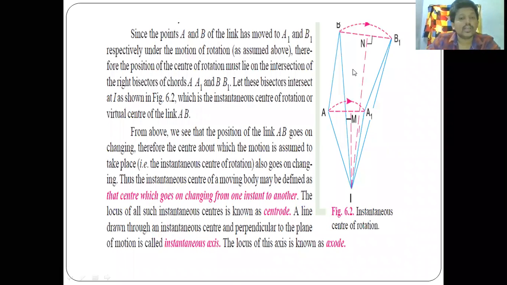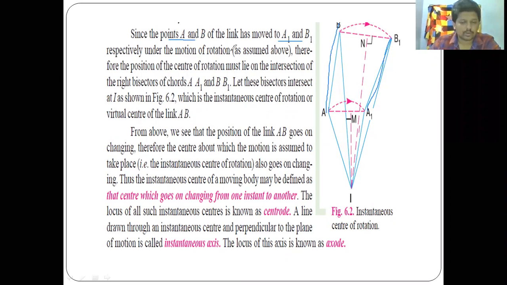Let's see. If you see here, we have points A and B. This is A and this is B, link AB, right? Which should move to A1, B1. So it moved from AB to A1, B1.